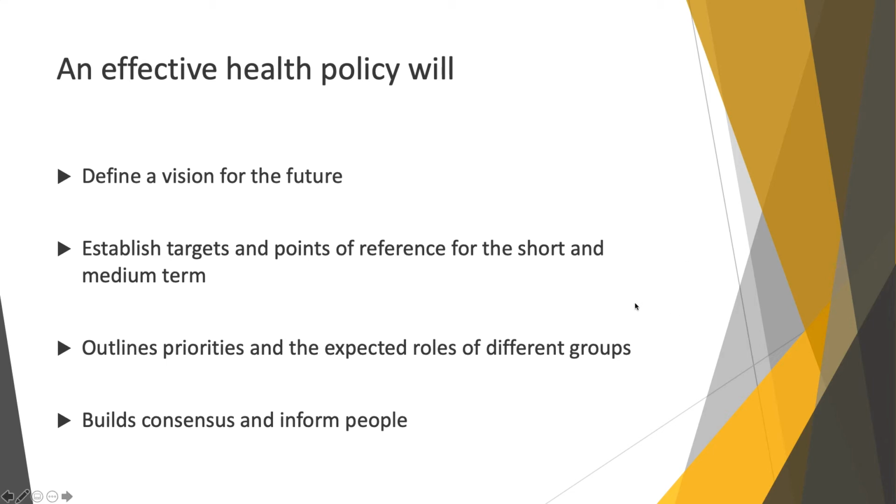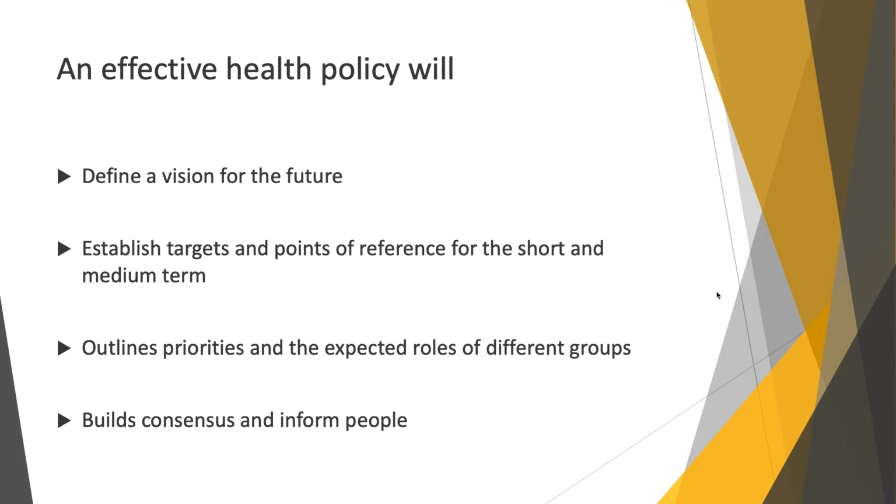Okay, right, so an effective health policy should define a vision for the future. An effective health policy should establish targets and points of references for the short and medium term. Okay, so that's action points. We've said that our clear vision for the future is that by the end of 2021, we will have a corona-free nation. But before we can get to 2021, we have to get to next month. We have to get to the end of the year, and we have to get to the start of next year. So you need to have targets for the short term and the medium term before you can actually achieve the long term, which is 2021.